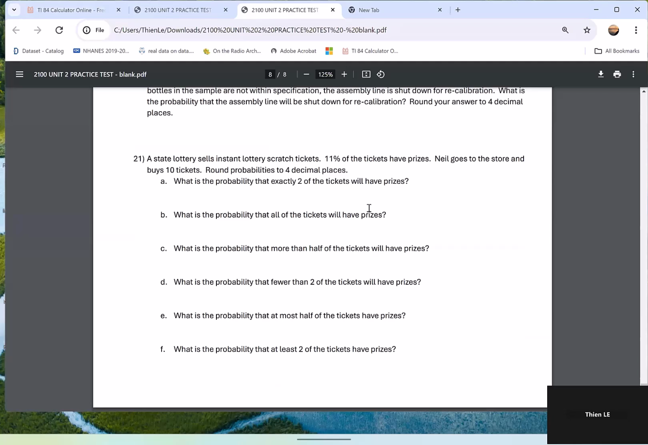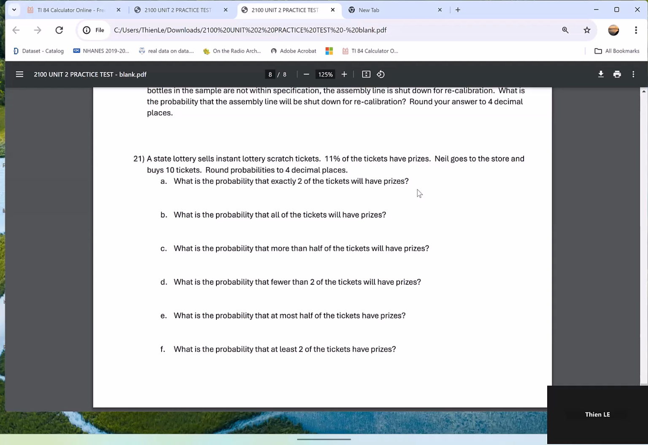A state lottery sells instant lottery scratch tickets. 11% of the tickets have prizes. Now goes to the store and buys 10. What is the probability exactly 2 tickets have a prize? So in this case, you have a sequence of events, right? When you buy 10 tickets, which is just 10 random trials. They have nothing to do with each other, right? Each trial is either success, win, or not win. And the probability of success will be 11%, right?